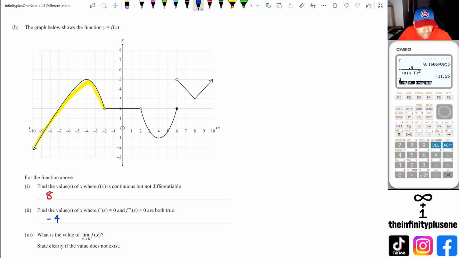Finally, what's the value of the limit as x tends to 6? I can see that it doesn't actually exist, because from one side it looks like it's going towards positive 2. From the other side it's coming towards positive 5. So we're going to say does not exist. Now, to get an achieved, you need 2 of these correct. So 2 ticks to get an achieved. And that's pretty much it for this question.